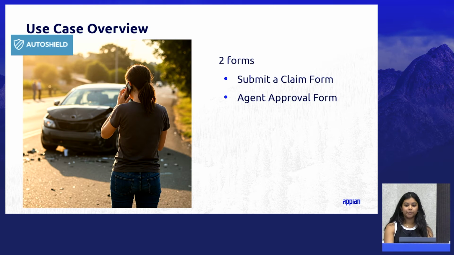To illustrate our journey, we're going to walk through the creation of 2 forms for our auto insurance company, AutoShield. As we all might know, having to deal with an auto insurance claim is not fun, but submitting your claims and getting them approved is an integral part of that process. Appian is a process company, and we understand the importance of all business processes, especially this one. We can make submitting an auto insurance claim and getting it approved a better experience for everyone.